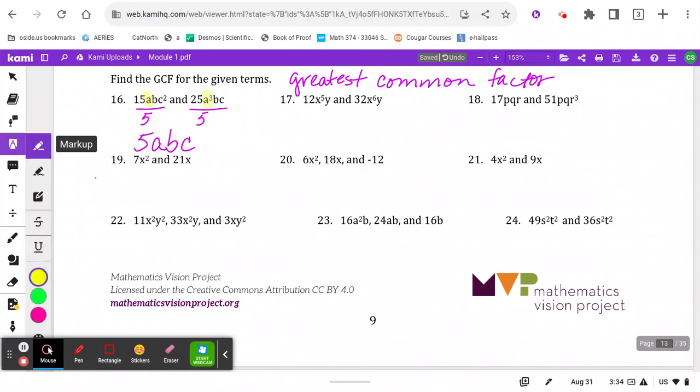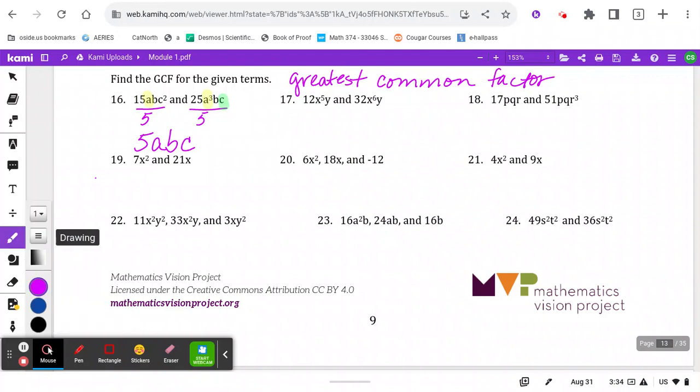So the trick for the variables is look for the variable with the lowest power, like C to the power of invisible 1, and that's how many are in common. I can't have 2 in common. There's only 1 in the second term, so it can only be 1 in common, the smallest power. Okay, pause the video, try the next few. Let's see how you did.